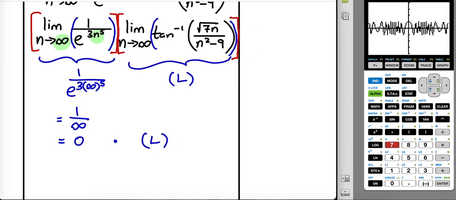But we know that the tangent function exists, right? Inverse tangent, as long as the n value isn't 3 or negative 3, and this is saying we're going to infinity, so we're not worried about that, we're going to get something that exists here. So the limit will be equal to 0, and therefore this one converges.